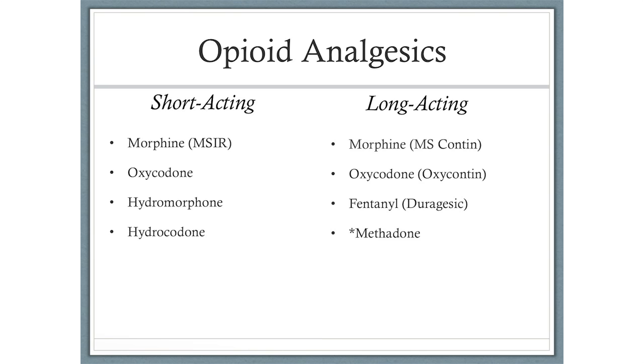Most of the long-acting drugs are just reformulations of the short-acting drug in a sustained release preparation. So MS-Contin, which is morphine, OxyContin, which is oxycodone, Duragesic, which is fentanyl in a transdermal patch. And methadone is unique in that it's the only one that's long-acting, but it's an inherent property of the drug rather than just a reformulation of it.